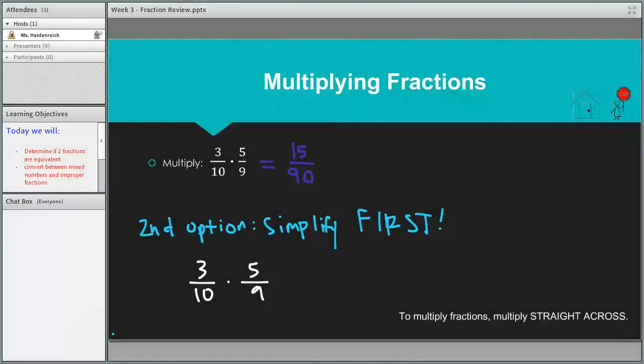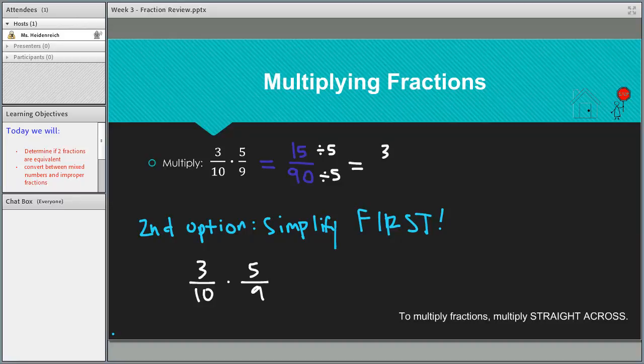All right, now we haven't really gone over simplifying very much yet. And so when you multiply straight across, you do get 15/90. But then you look to see if you can divide 15 and 90 by anything. And we can. The first thing I notice is they're both divisible by 5. So if I divide 15 by 5, I get 3. And it turns out that 90 divided by 5 is 18. And then you check one more time, see if you can divide by anything. And we can. We can divide both of those by 3. So I'm going to divide 3 by 3 and we get 1, and divide 18 by 3 and we get 6. So that would be the final simplified answer.